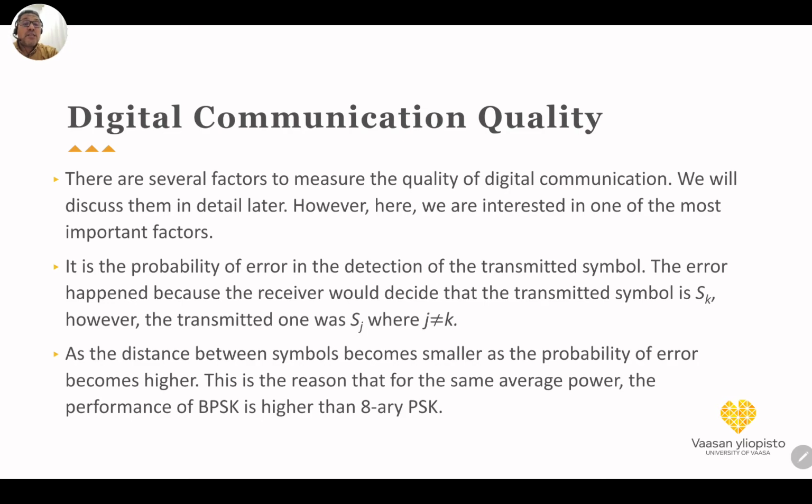So it is very important to specify the quality of the digital communication based on the probability of error. So again, the probability of error happens when the receiver decides that the transmitted symbol was S_k, however the transmitted symbol was something else. So it was S_j where j does not equal k.